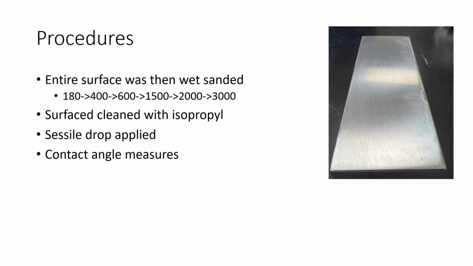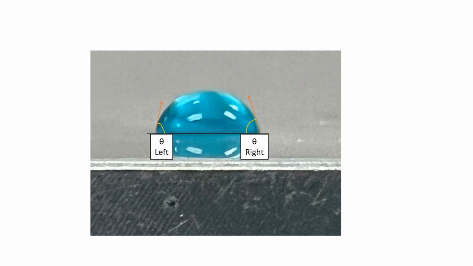So after analyzing those 4 sections, I will now attempt to create a quote-unquote ideal surface or smooth surface. So I started sanding with 180 grit, then 400, then wet sanding with 600, 1500, 2000, and then finally 3000. I then cleaned the surface with isopropyl alcohol, then applied a sessile drop and measured its contact angle. So this is the sessile drop on our super smooth surface. I've measured the contact angle on the left and right side of the droplet to get an average.